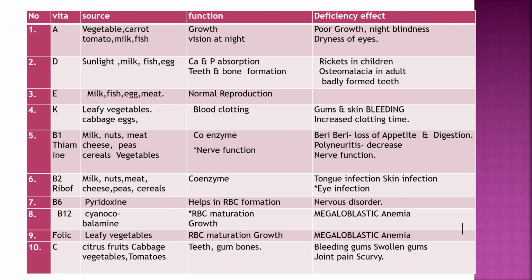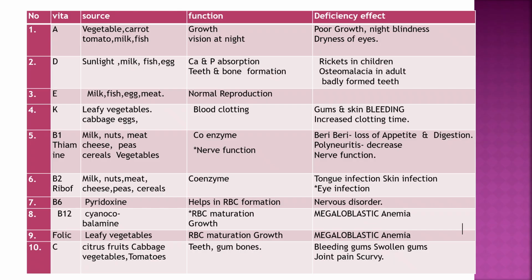Vitamins. These are the micronutrients important in the diet. So there are two types, fat soluble and water soluble. So fat soluble are A, D, E, K, and water soluble are B complex and vitamin C. So A, source: vegetables, carrot, tomato, fish, milk. Function: growth, vision at night. Deficiency: poor growth, night blindness, dryness of eyes.